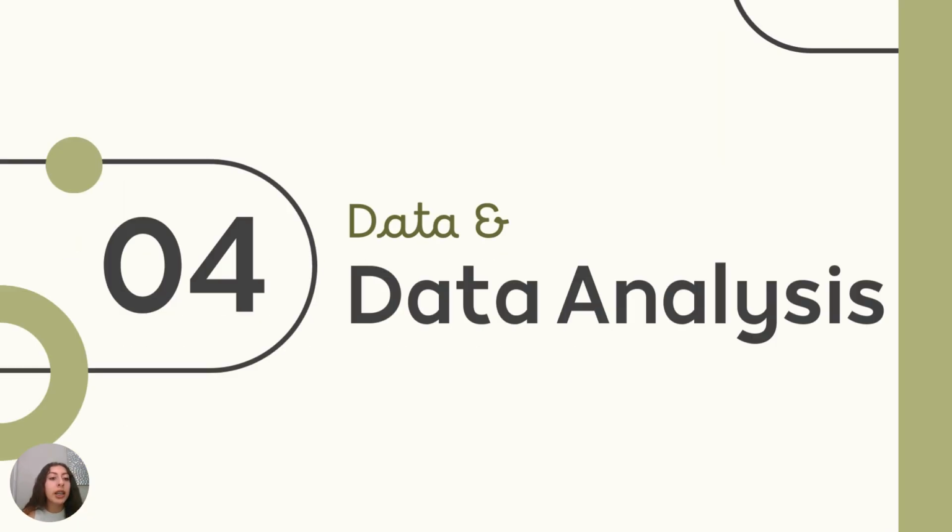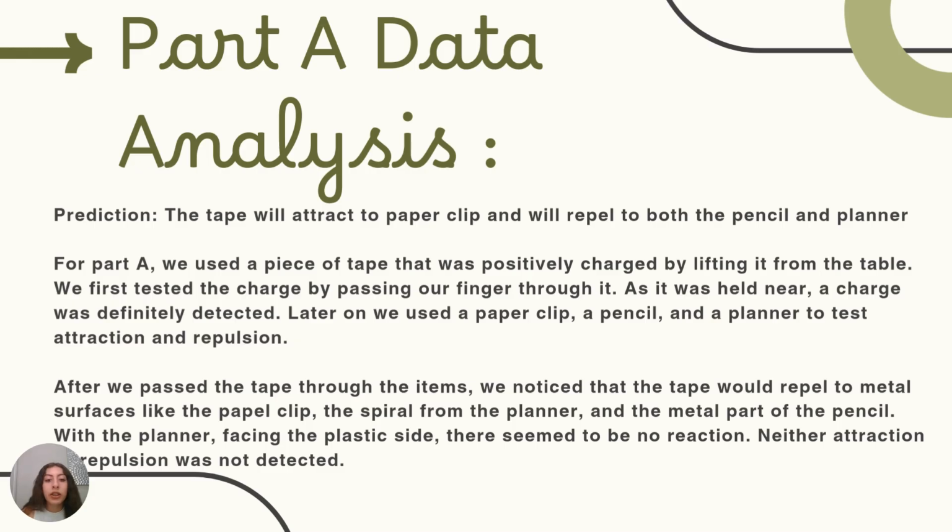So for data analysis, for part A, the tape was repelled from the paperclip. The tape repelled the paperclip, the spiral of the planner, and the metal tip of the pencil, and when we tested the planner's plastic surface, we noticed that there was no reaction. And for prediction, we predicted that the tape would attract to the paperclip and repel to the pencil and planner.